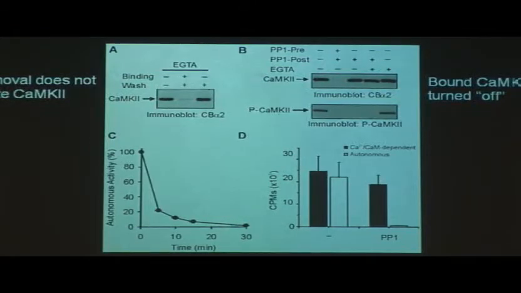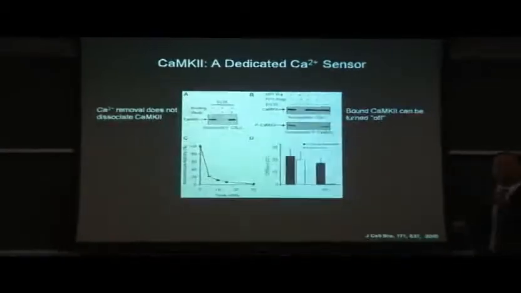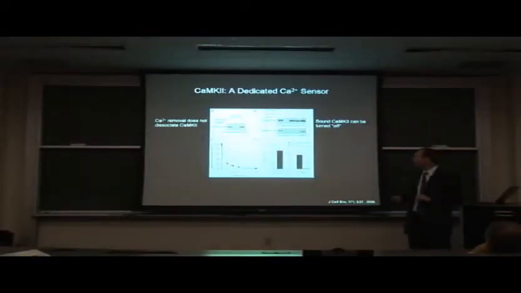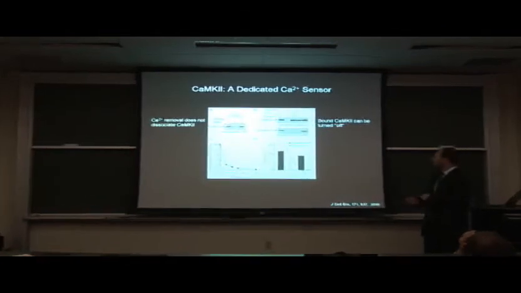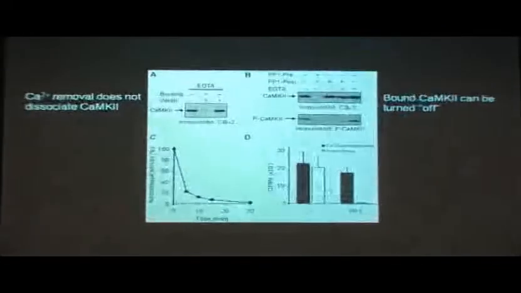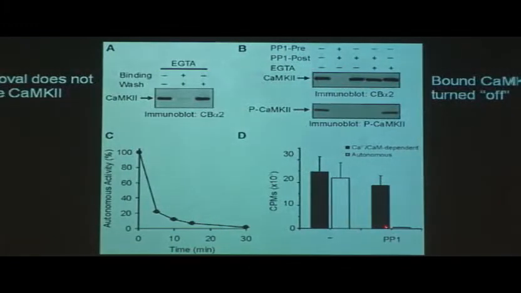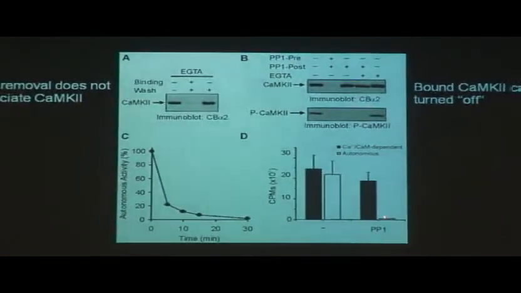So that means the kinase can be bound to the channel, and it can be turned on or turned off, but it does not dissociate from the C-terminus. And this shows you that the autonomous activity or the activated activity can decay over time with the phosphatase. And then once it's turned off, we can then add calcium calmodulin after adding the PP1, the phosphatase to turn the channel off, turn the kinase off. We can add calcium calmodulin back to reactivate the channel.